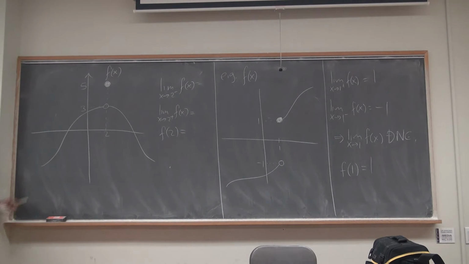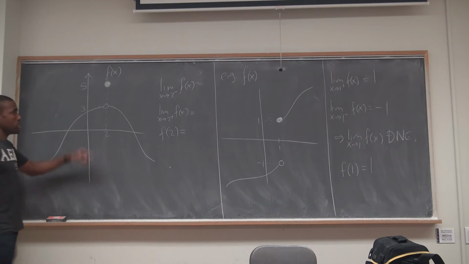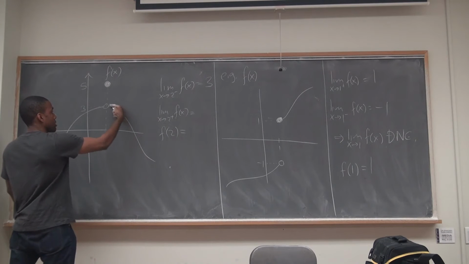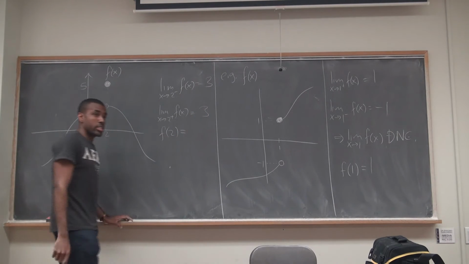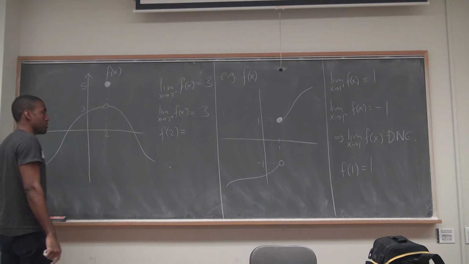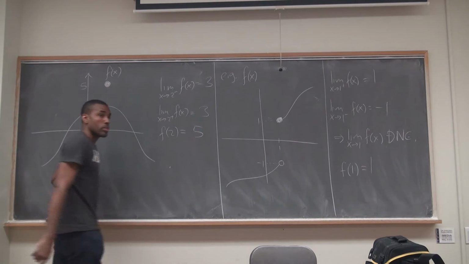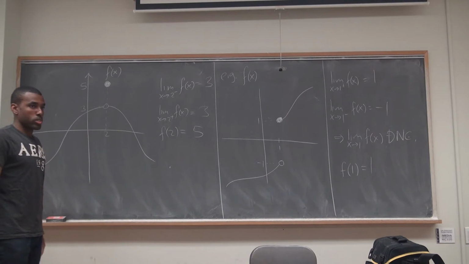What's the limit as you approach from the left? 3. Limit as I approach from the right? Still 3. So the limit actually exists. Is my function defined at 2? Yes. What's the value? 5. Right? So now the third condition wasn't fulfilled.